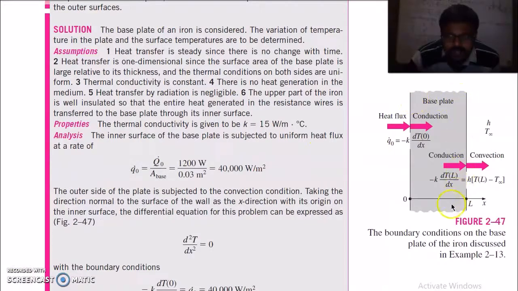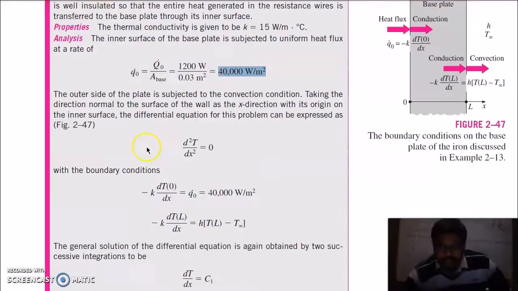So this is your base plate of the press. Heat flux is applied from one side, so there is conduction within the base plate, and on the other side, at the interface between air and the plate, there is also convection. So these boundary conditions are applied here. We have to find the heat flux first. Area is given, and the power output of the press is 1200 watt, so this is your heat flux, that is Q naught.